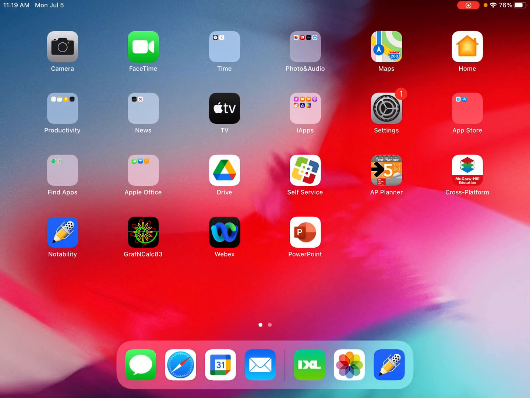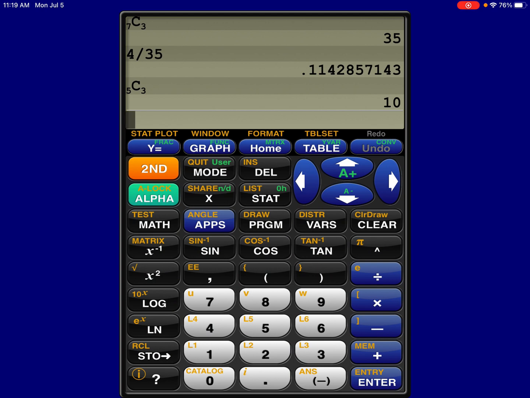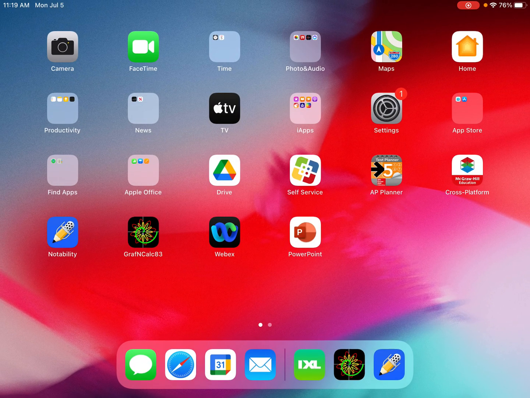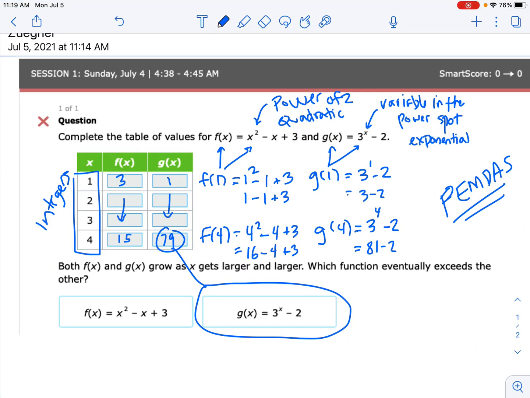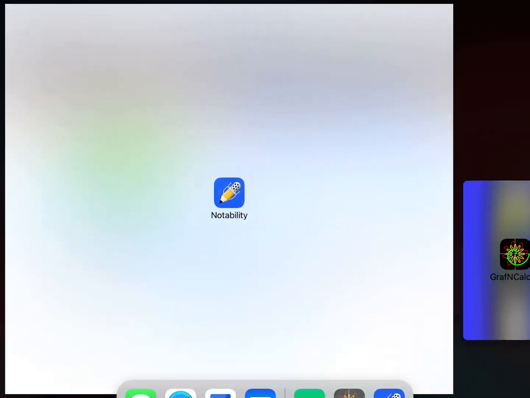So I'm going to open that up. It looks like this, Graphing Calc 83. You should have that loaded on your iPad. If you don't, you can get that from the self-service. Okay, so this y equals button will get you, I'm going to clear that out, will get you places where you can put functions in. So I'm going to put that first function in. In fact, let me split my screen here so we can look at both.